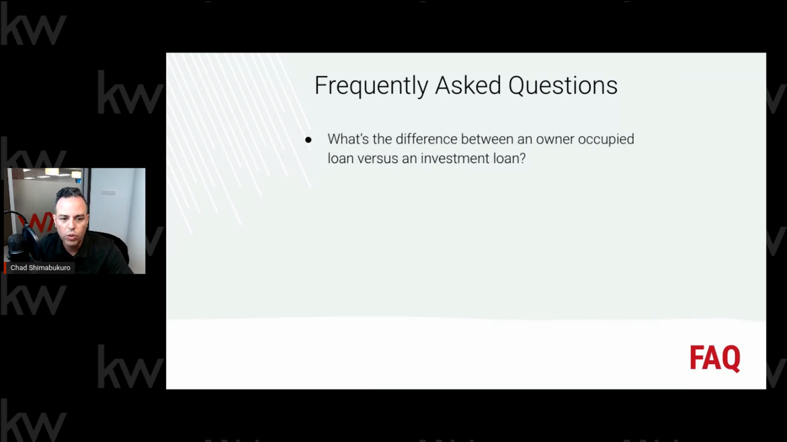What's the difference between an owner-occupied loan versus an investment loan? I kind of alluded to that before. It's typically 1.5 points in cost, or sometimes even rate. So because of that higher risk factor, there needs to be more equity, or on a purchase, there needs to be a larger down payment. And the interest rate that you're going to qualify for is much higher than that if you plan on occupying the property, again, due entirely to risk. So there's a huge difference in that.